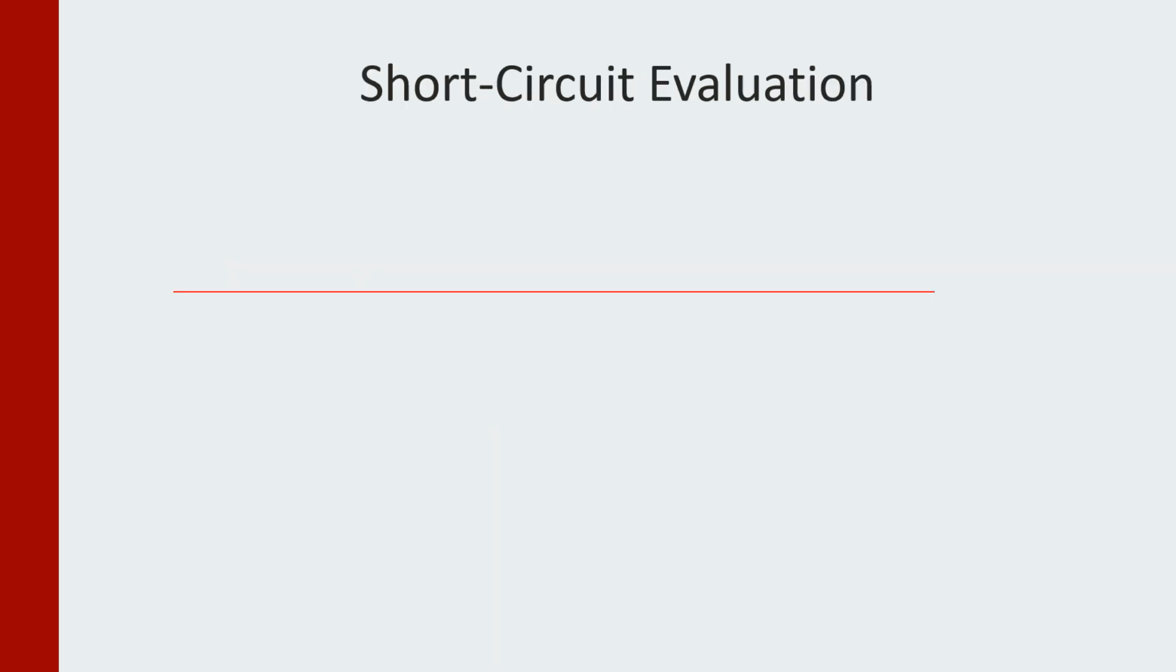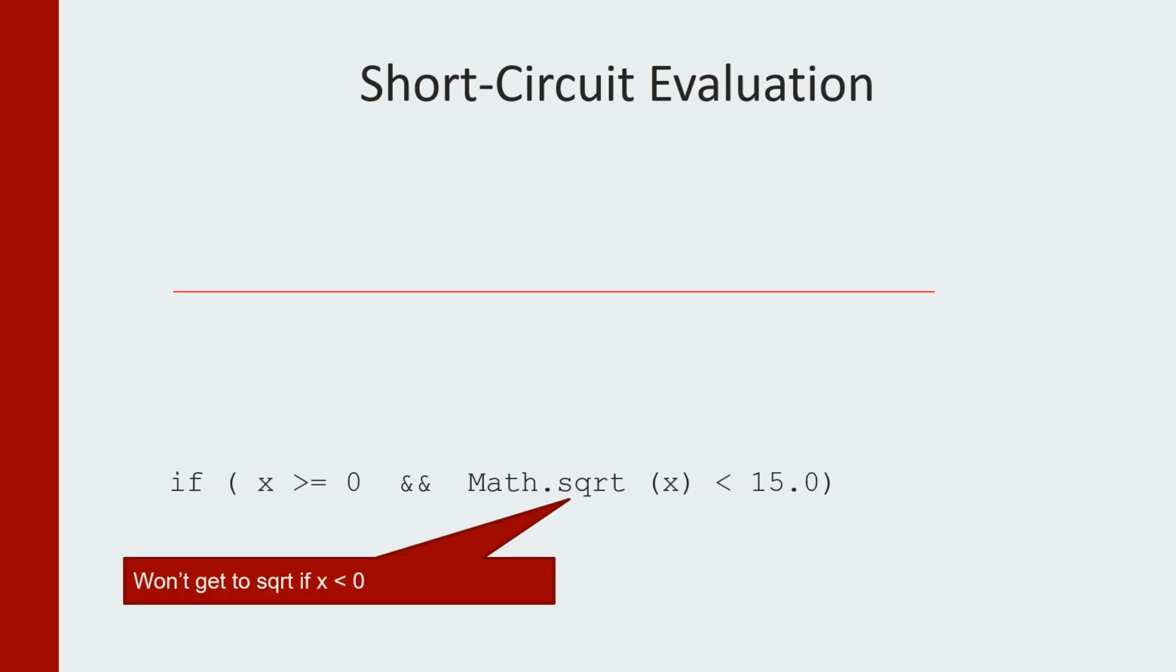Let's look at an example of short circuit evaluation. Let's suppose we have this expression, which is if x is greater than or equal to 0 and math.sqrt of x is less than 15. Now, you might be concerned because you can't take the square root of a number that's less than 0, but luckily, you won't ever get to that second part of the evaluation if x is less than 0. That's because the first part of the conditional takes care of it. This is what's known as short circuiting.